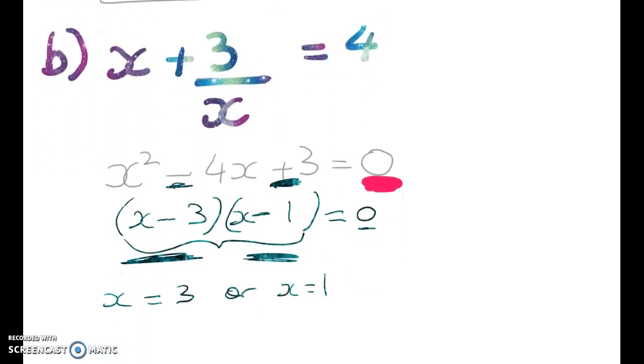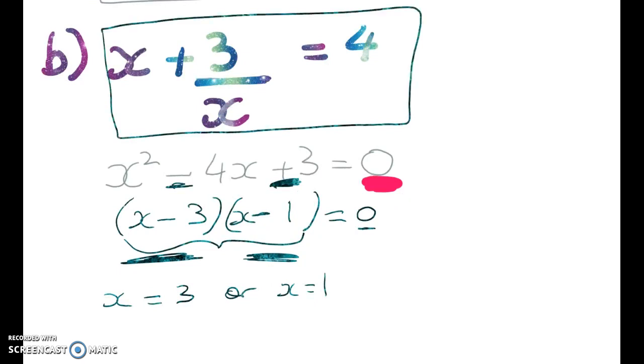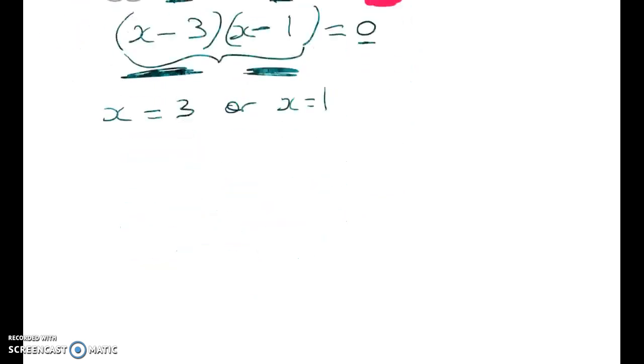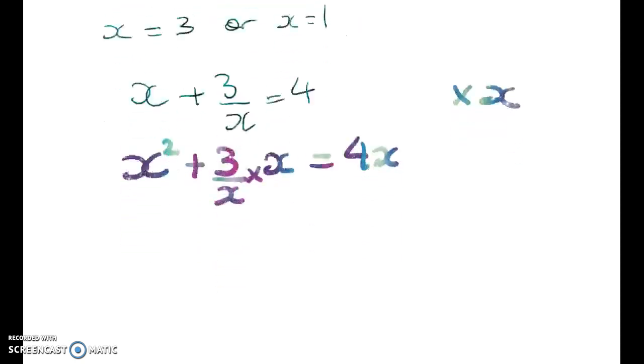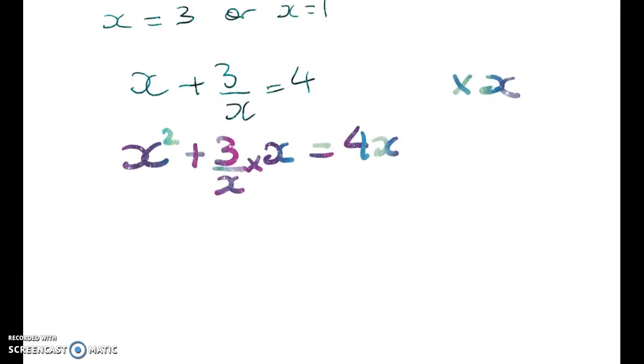So our second question here doesn't look like a quadratic. But it is a quadratic if we multiply everything through by x. So let's see what I mean. Well, we've got x plus 3 over x is equal to 4. Remember, as long as I do the same things to both sides of the equation, I can't go wrong. So we're going to multiply everything through by x. x squared plus, well, let's see what happens here. We've got 3 over x times x is equal to 4x. Now you won't usually have to write that line in, but that's doing it very slowly to start with.